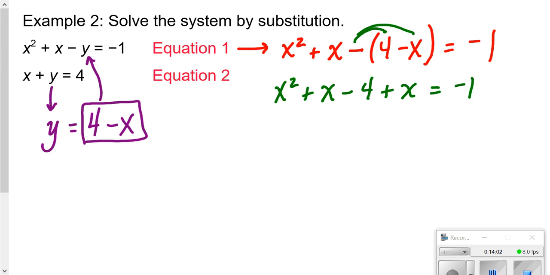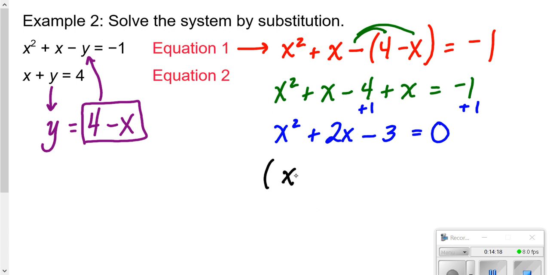And then we'll combine like terms, so I'd have x squared, there's 2 x's. I'm going to add this as a 1 over to this side, right? And I'll have minus 3 equals 0. Okay, now I'm going to try to factor this.